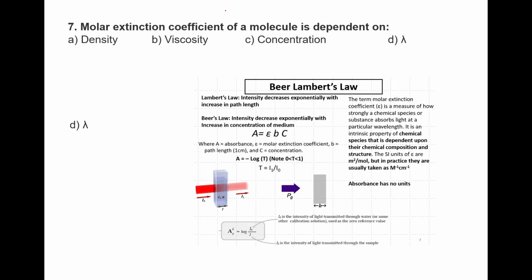Then, molar extinction coefficient of a molecule is dependent on... As I said when we discussed this slide, the molar extinction coefficient is the intrinsic nature of your matter as well as the wavelength at which you want to get the absorbance. So the correct option here is D.